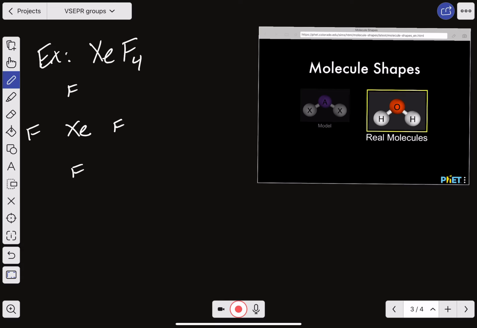Now I have to figure out how many electrons I have. So xenon, being a noble gas, has 8 valence electrons. There are 4 fluorines. They each have 7 electrons. And so when I do this math, 4 times 7, that's 28, plus another 8. This actually has 36 electrons to go in the structure. I'm going to go ahead and do that.